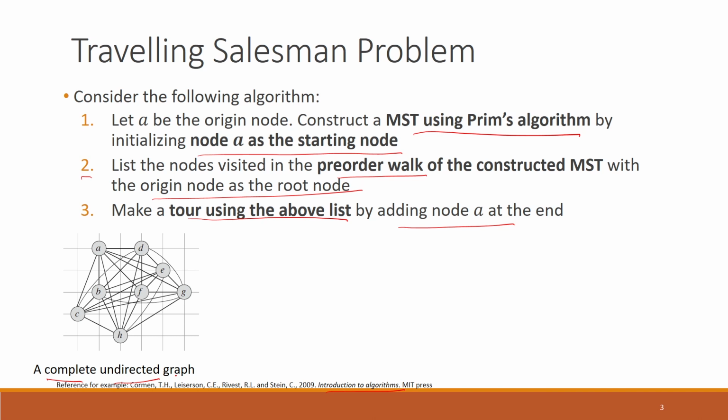Undirected, we have defined before, means a graph where the edges do not have directions, and a complete graph means that every pair of nodes has an edge connected to it. Okay. So here you will see that every pair of nodes has an edge connected to it. For example, from D to E, this is that edge.